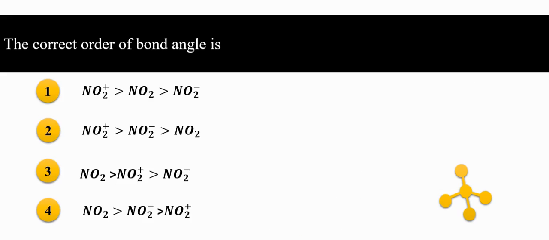The correct order of bond angle is, okay, go through the options. NO2 plus is greater than NO2, which is greater than NO2 minus. Only 3 species are given. So we'll discuss in detail. In case of NO2 plus, hybridization is sp, so linear shape. N double bond O, double bond O, with a positive sign. So it might be 180 degrees.